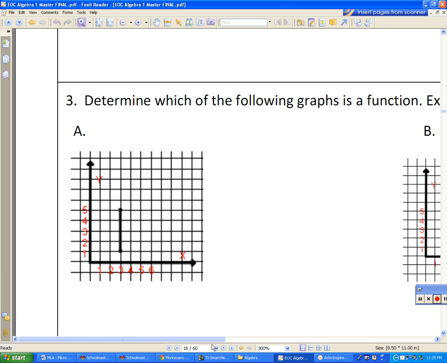Okay, now we have to decide whether these graphs represent a function or not. What's the key to doing that? Do you remember the vertical line test? If you can draw a vertical line that crosses the graph in more than one point, then it is not a function. So is this a function right here? No, because it fails the vertical line test. So this first one is no.